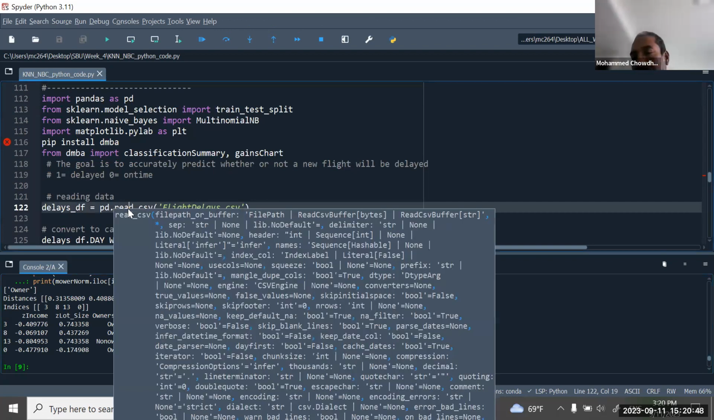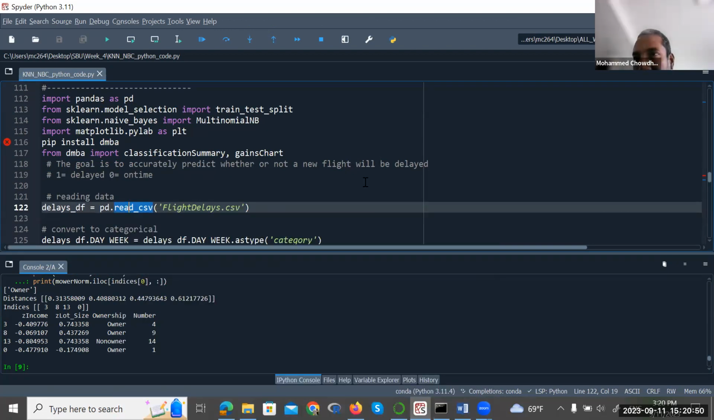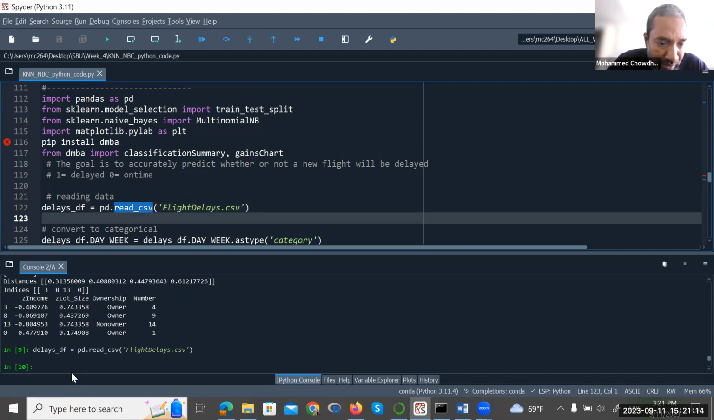So in the Python code, on the basis of some predictor variables, categorical covariates, we want to predict whether the flight will be delayed or will arrive on time. This is the classification we want to do: whether it will arrive on time or whether it will be late, delayed. So let me first run this and take a look at the data, delay_df.